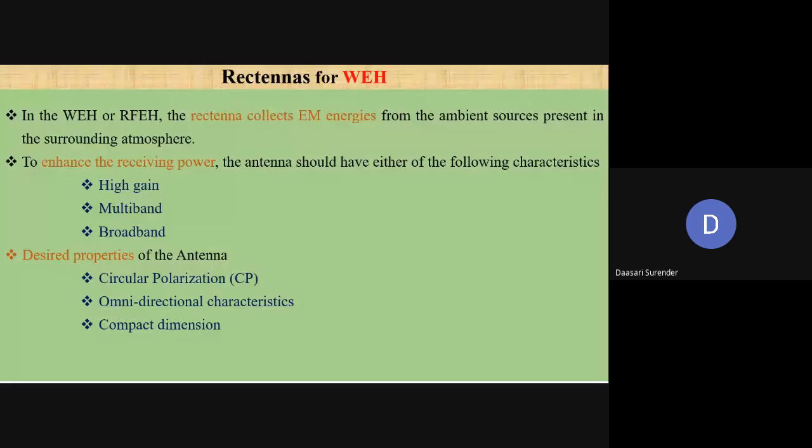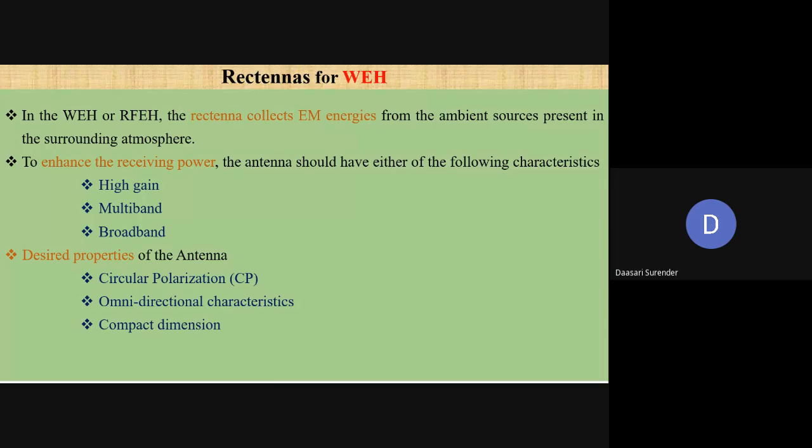Next, wireless energy harvesting applications. In wireless energy harvesting, or radio frequency energy harvesting, the rectenna collects electromagnetic energy from the ambient sources present in the surrounding atmosphere. So they are unknown sources, not dedicated sources. In that case, to increase the receiving power, the antenna should have high gain, or multiband or broadband characteristics, as we discussed in the earlier case.